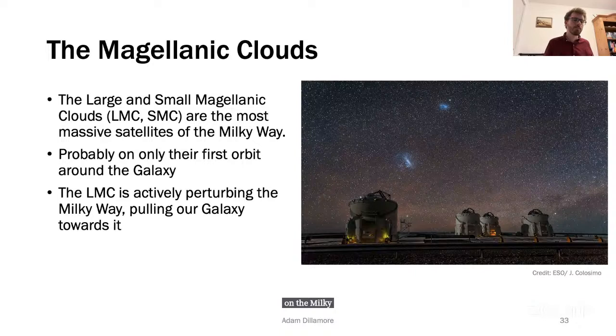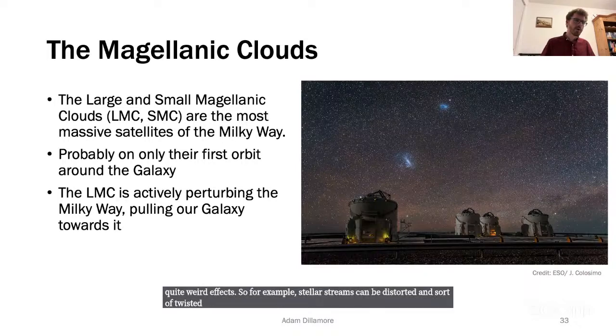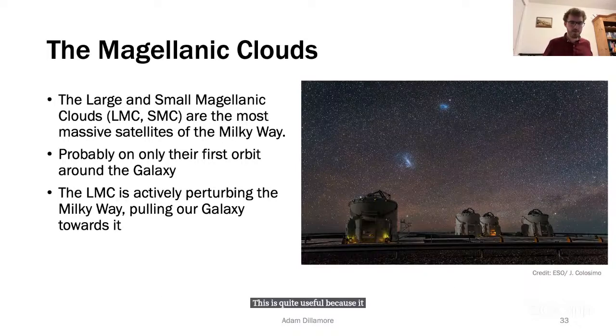So because they're so massive, they're pulling the center of the Milky Way towards them, which means that the Milky Way is pulled out of equilibrium, which can have quite weird effects. So, for example, stellar streams can be distorted and sort of twisted. This is quite useful because it means we can measure the mass of the Large Magellanic Cloud.